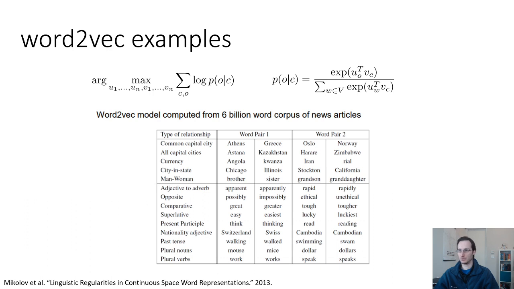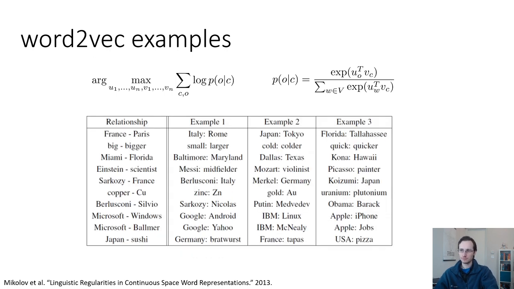Similarly, you can do some other relationships like present participle. So thinking minus think, add that to read, and you get reading, or you get a vector whose nearest neighbor is reading. Similar principle. Here they took the right side of the relationship column, subtracted the left side, so Paris minus France, added to Italy, and you get Rome, and so on. So there's some reasonable structure going on here.